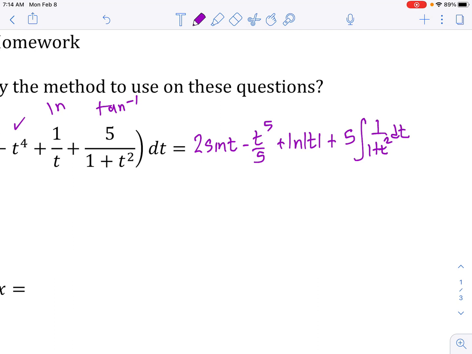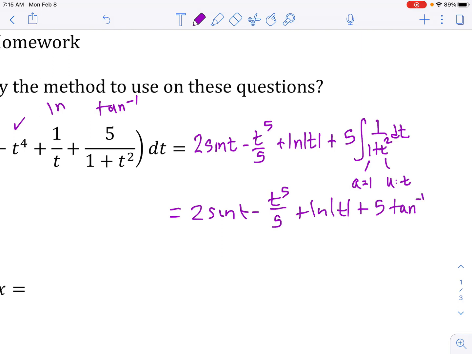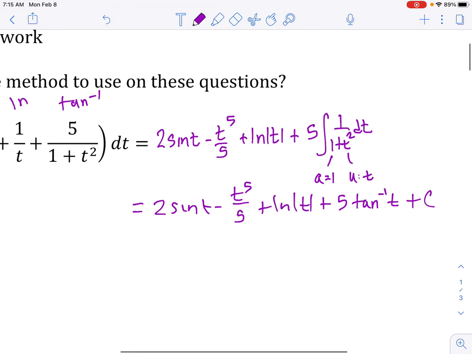inverse tan one. So remember, you can look at your notes for the inverse tan pattern, but this tells us we have an a equal to 1, and we have a u equal to t. So we should have then 2 sine t minus t to the fifth over 5, plus natural log absolute value of t, plus 5 times 1 over a, which is 1 over 1, and then inverse tan u over a, which is going to be t over 1. So I'm just going to put inverse tan t plus c.